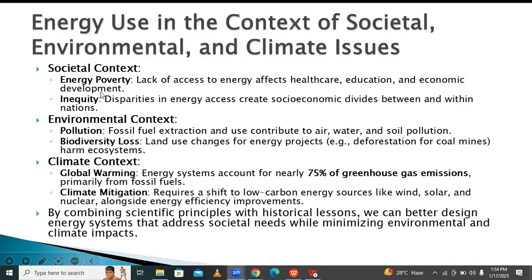These are the concepts under the societal context. Under the environmental context, there are pollution and biodiversity losses. Next, the climate context is about global warming and climate mitigation. So this is energy use in the context of societal, environmental, and climate issues. I already explained this concept in the previous classes.